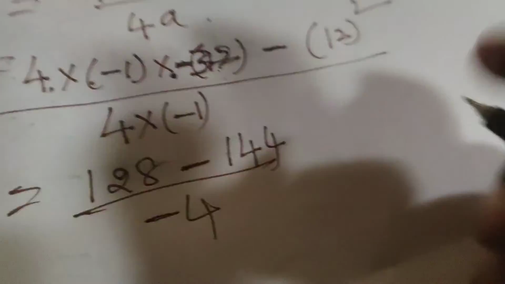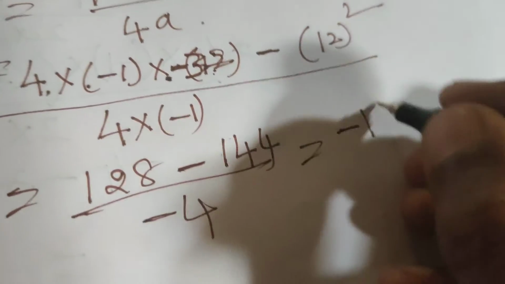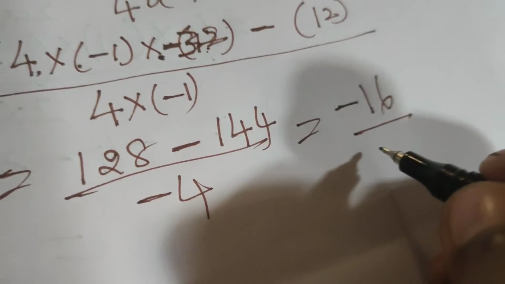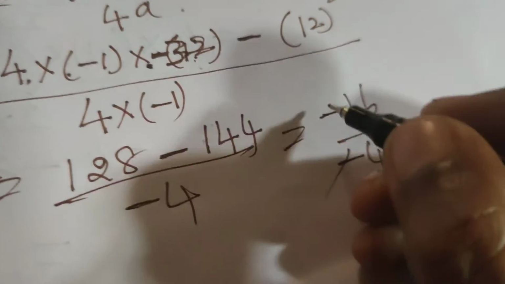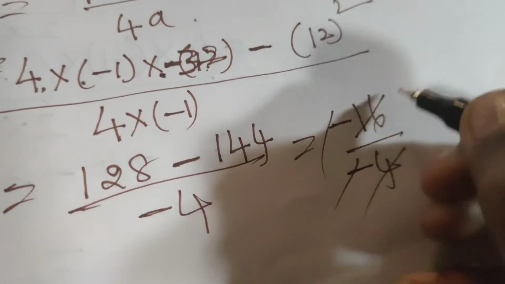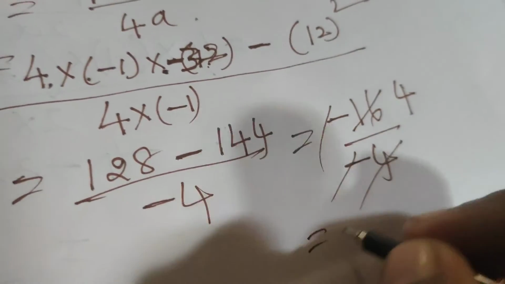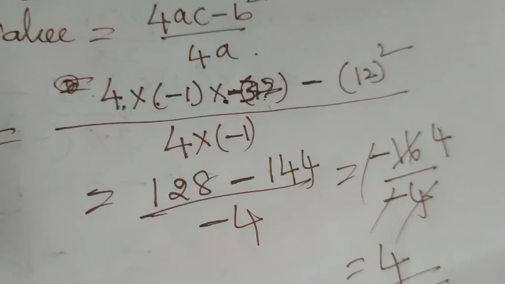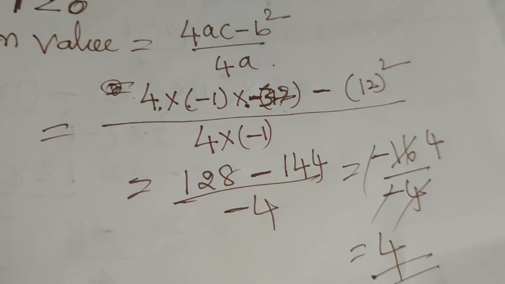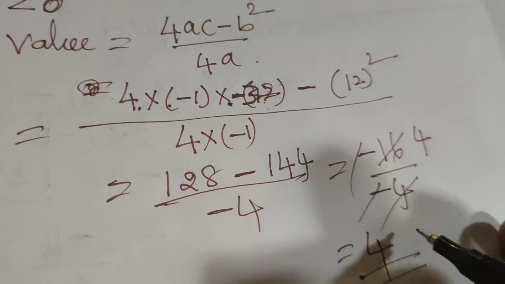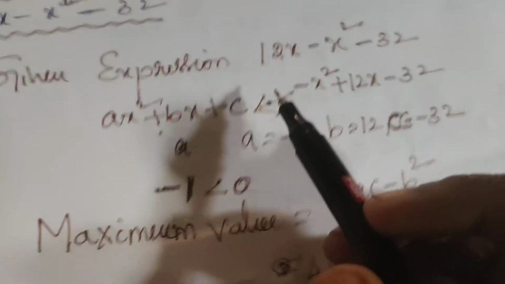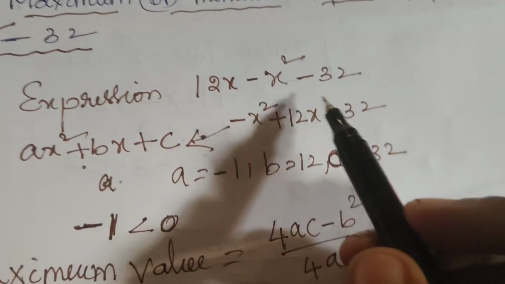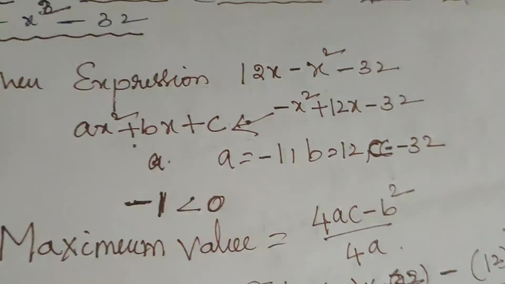Subtracting this, we get minus 16 by minus 4. Minus and minus cancel. 4 4s are 16. So the answer is 4. This is the maximum value of the given expression 12x minus x square minus 32. Okay, thank you.